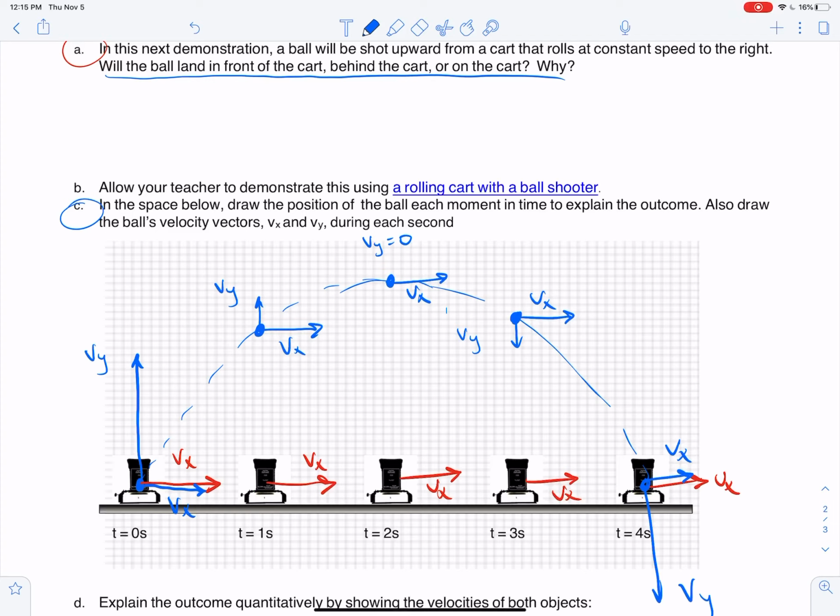Okay, it's very important that the ball was already in the cart moving forward with the same horizontal velocity as the cart before the ball was launched. And so it just maintains the same horizontal velocity as the cart the entire time. This is why it lands back in the cart.